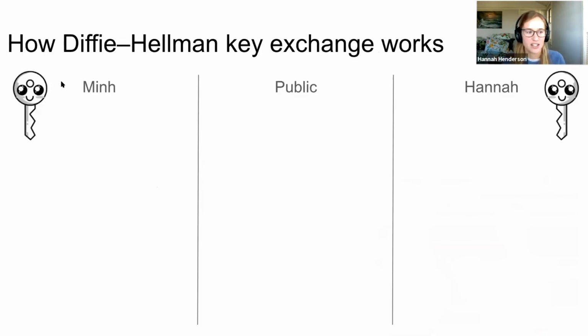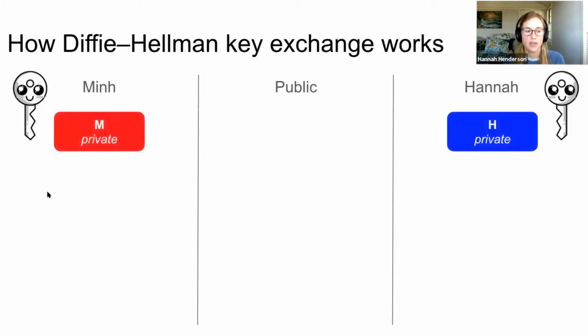So how does it actually work? Let's say that I want to talk to Min across some public space. In order to pass a message safely through the public space where nobody could see it, I want to encrypt a message in my private space, and then I can pass it to Min and she can decrypt it in her private space. So how do we do that?